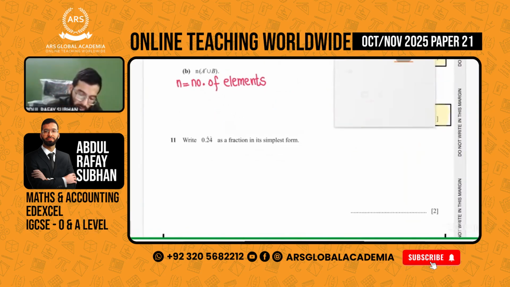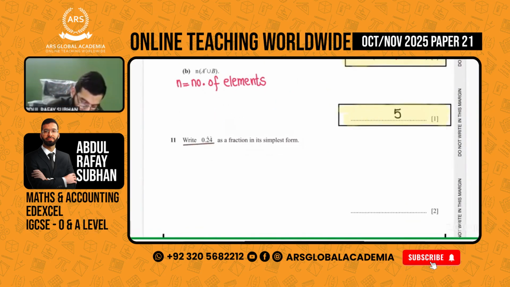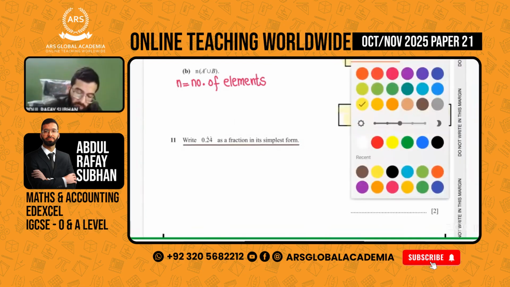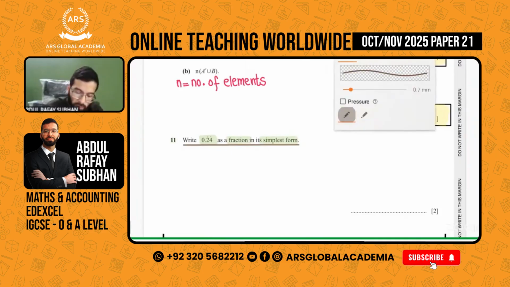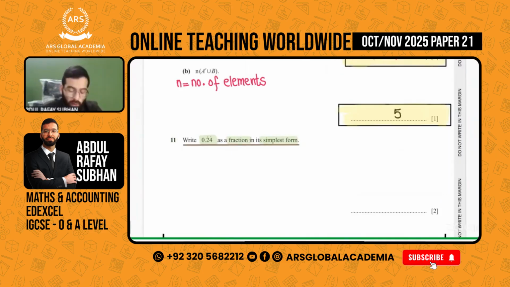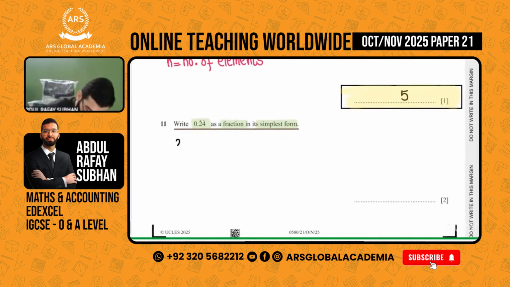So we have to write down 0.24 recurring as a fraction in its simplest form. That is what we have to do. We already know how to do recurring decimals, so we'll call it x is equal to 0.242424 recurring. Write it down a couple of times.